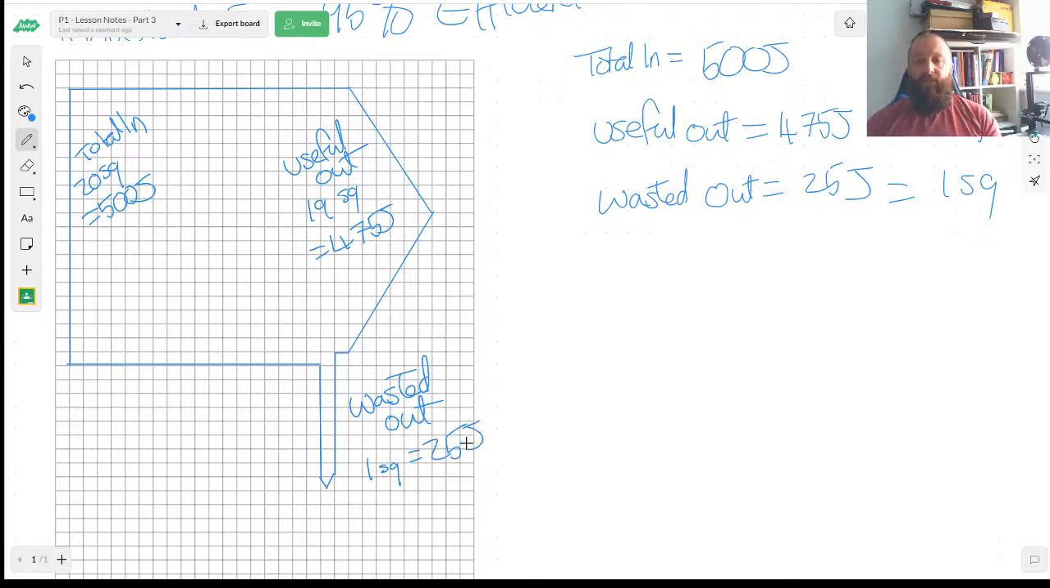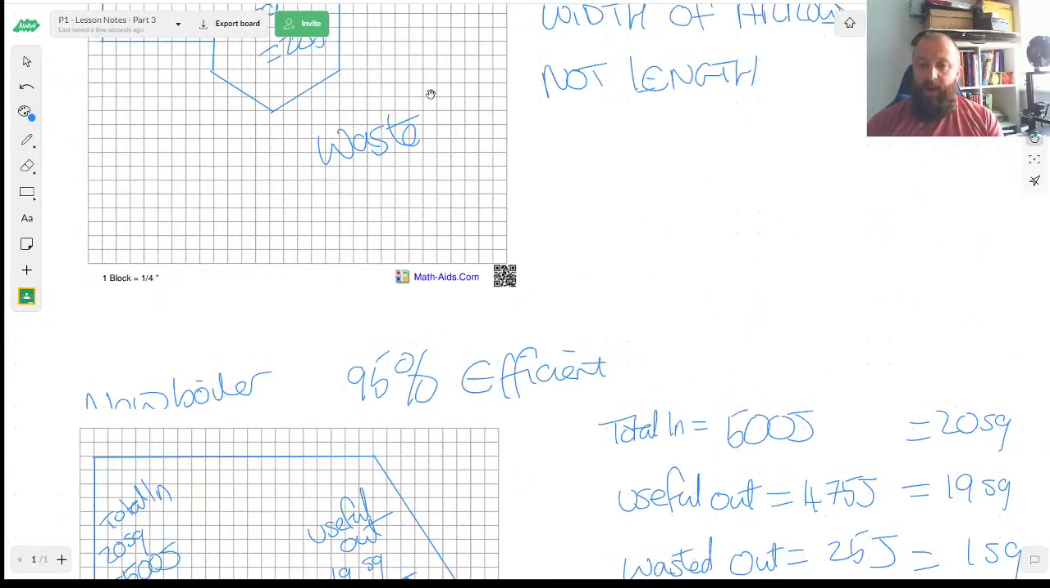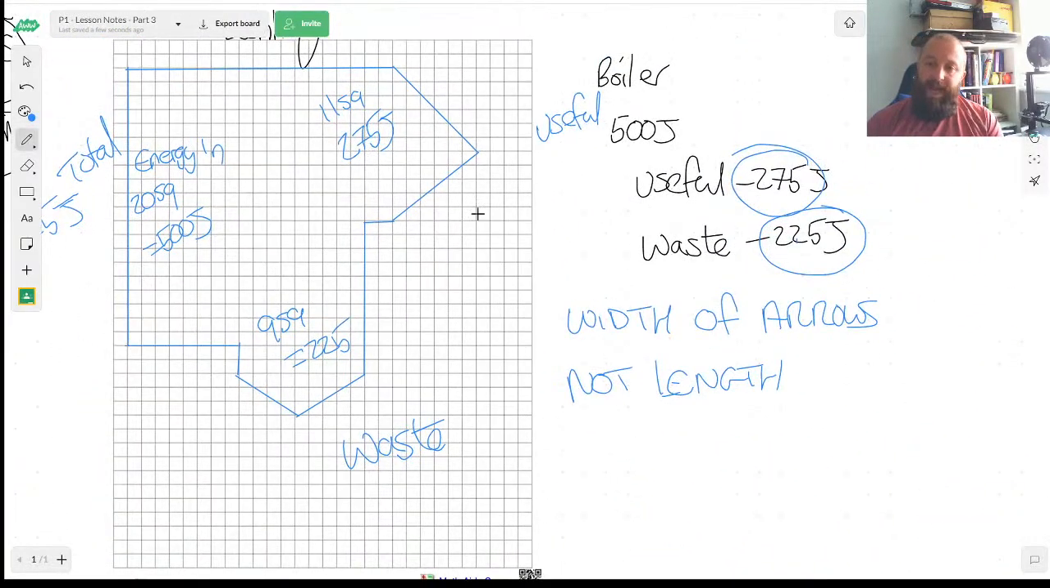And if you look at the difference between the two graphs, you can see that the width of this arrow is much, much greater than the width of this one. So the new boiler is much, much more efficient. If we go and have a look and compare that to this graph, this arrow is much narrower here than this one, which means it's less efficient.